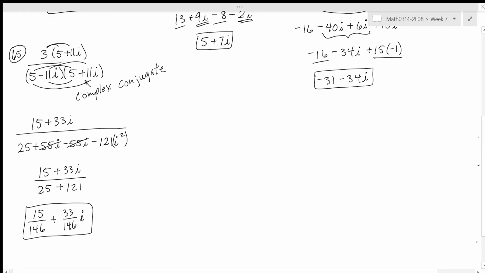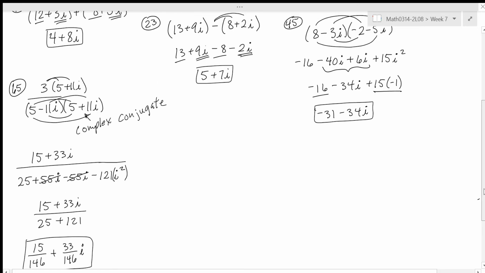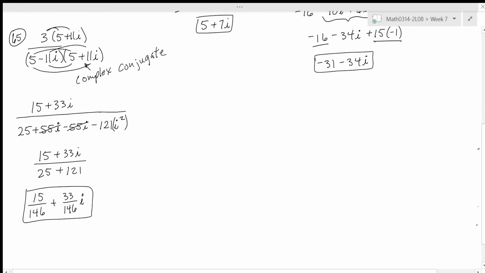Hey, and guess what the calculator does for you? It even puts it in standard form. Did anybody type that one into the calculator the way it looked at the beginning? You always want to type those problems in the way they looked at the beginning. So 3 over 5 minus 11i. And if you hit equals, it does all the work for you. Technology.